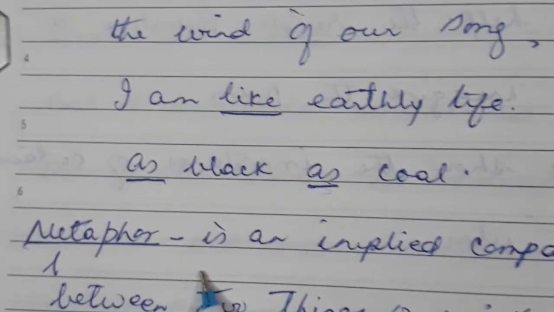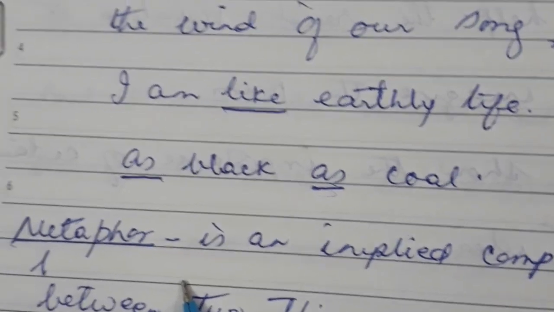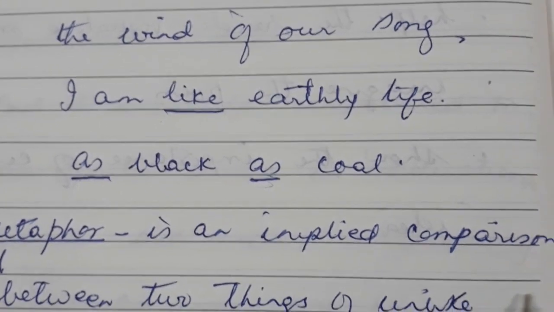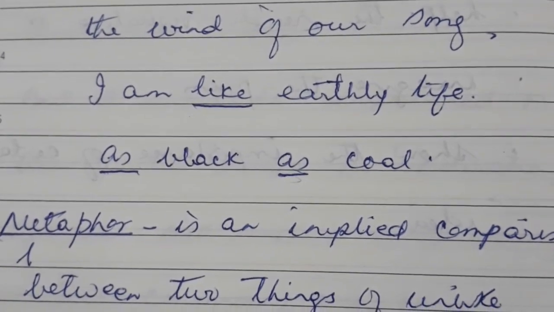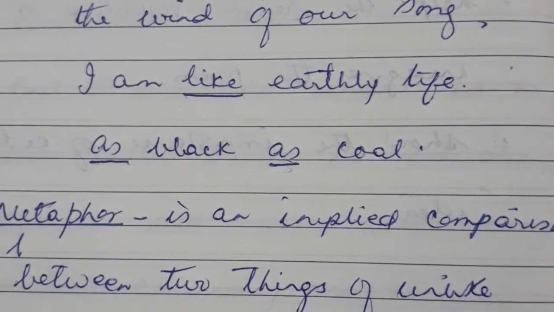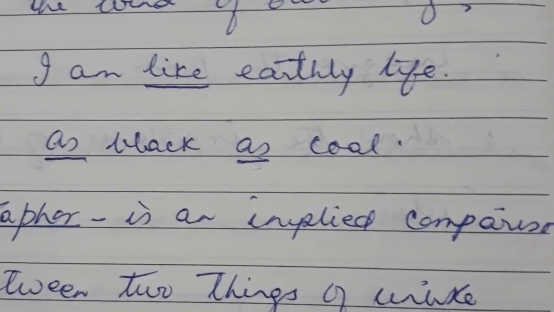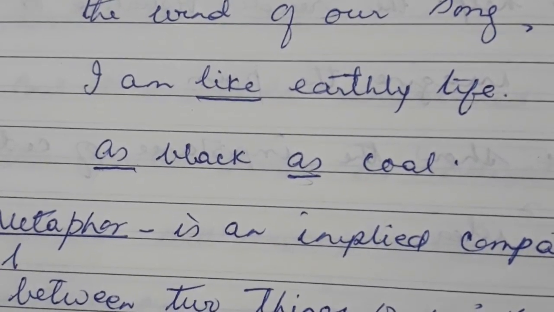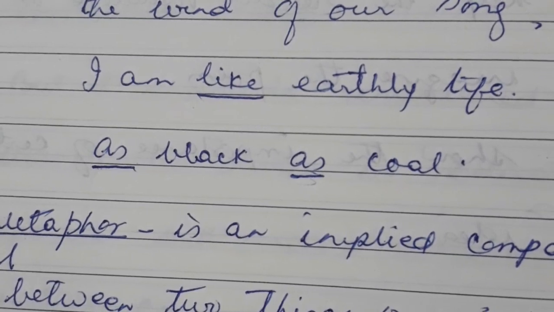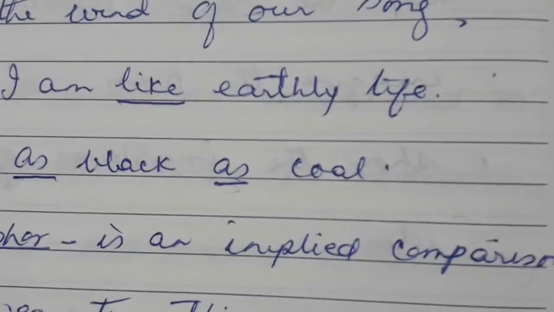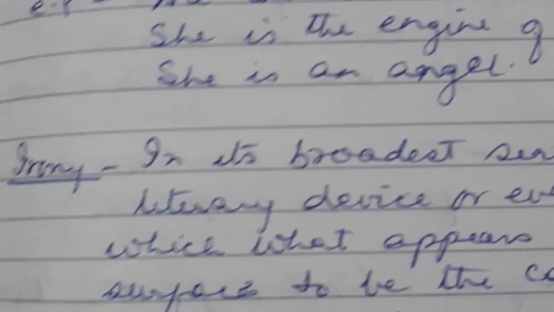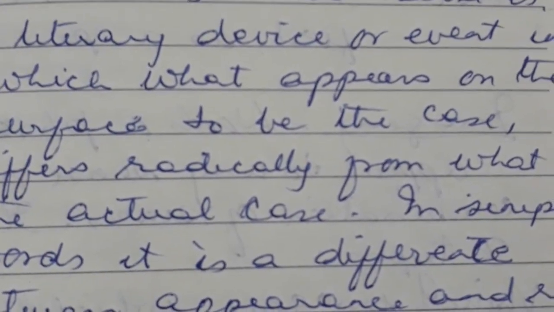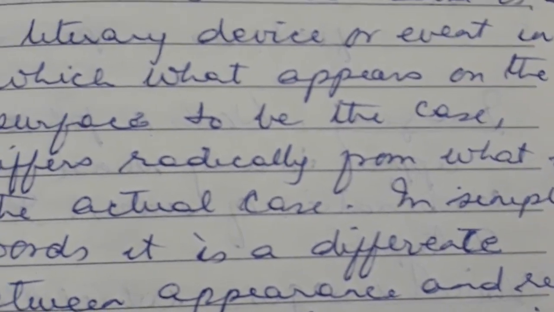Now, the second poetic device is metaphor. Metaphor is an implied comparison between two things of unlike nature. Like and as are omitted here. Though we are doing comparison here between two things of unlike nature, we don't use like and as to do the comparison. Here in the example you can see, all the world's a stage. This world is like a stage.